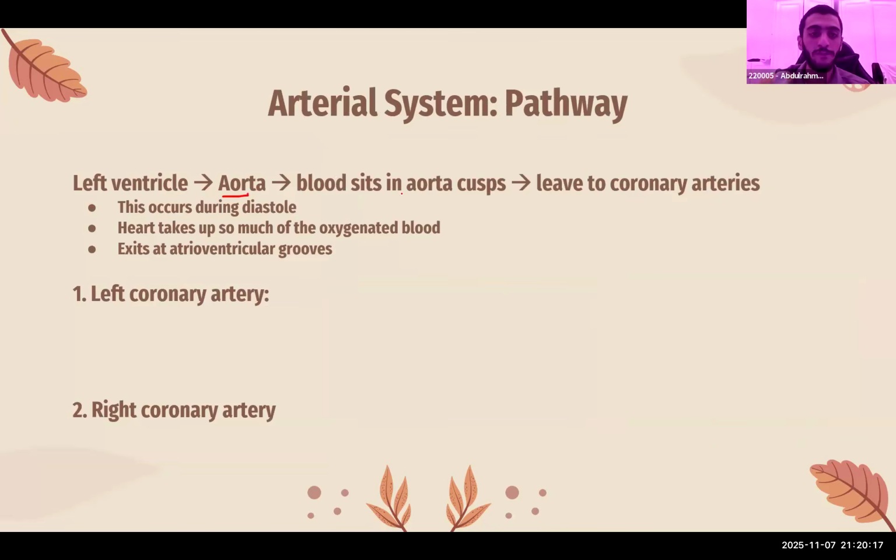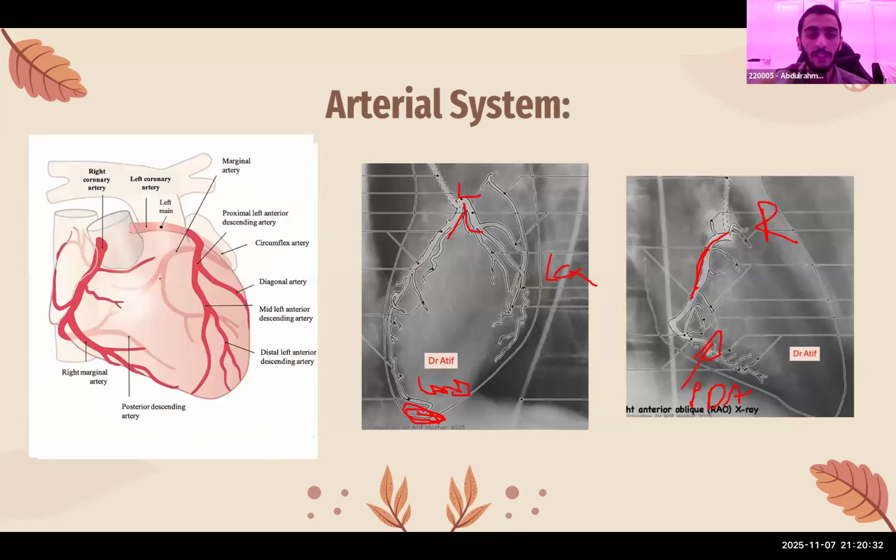So from the left ventricle to the aorta, the blood sits in the aortic cusp and this basically occurs during diastole. Why? Because when you're pushing the blood out, it's going up all the way. But when you relax, the blood falls back and then it goes into the openings. And then they exit at the atrioventricular groove, which is basically, this is the ventricle, this is the atria, and right here the atrioventricular groove is where the vessels are exiting.